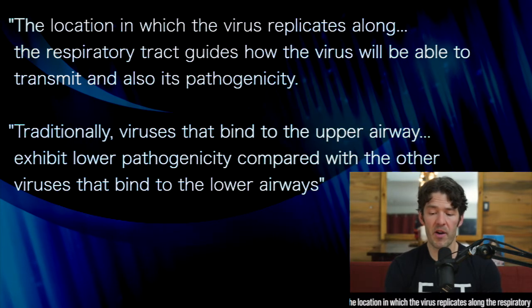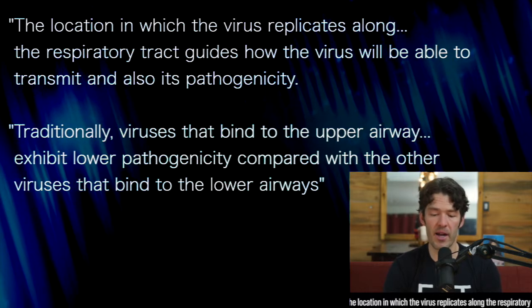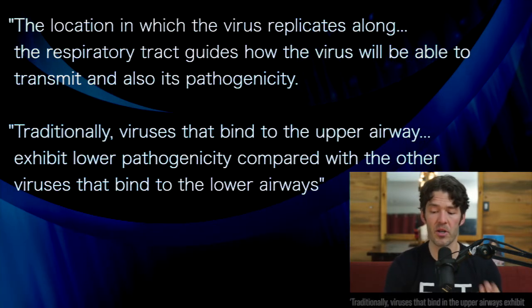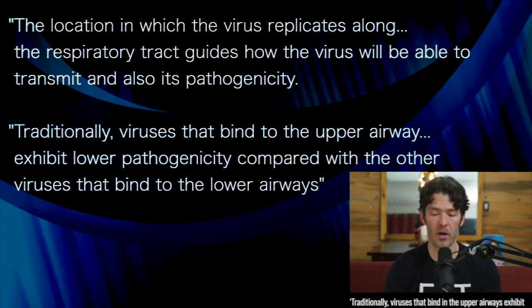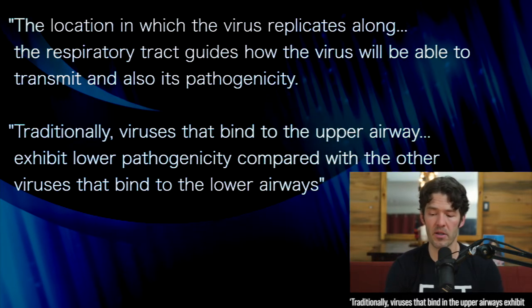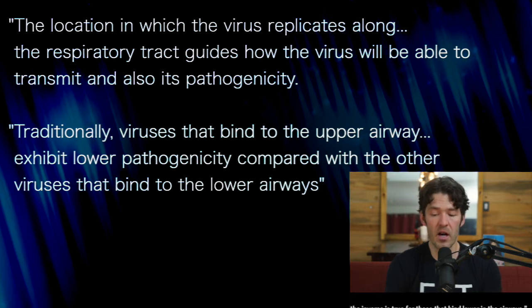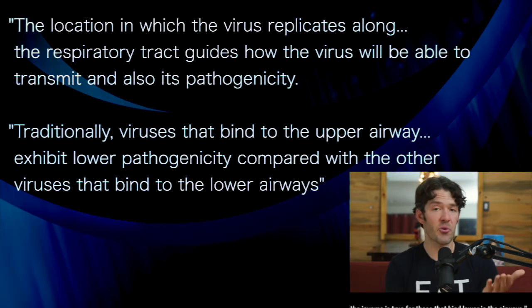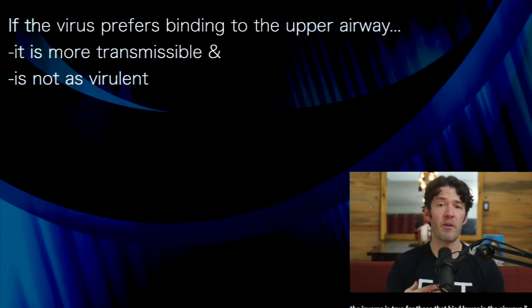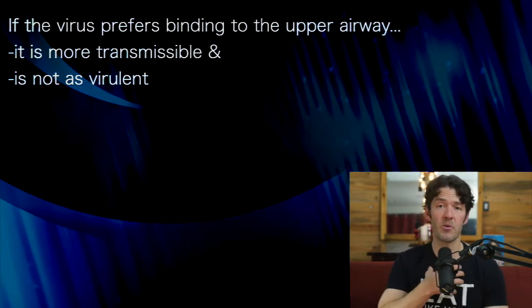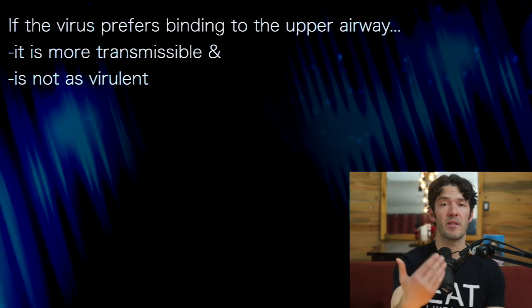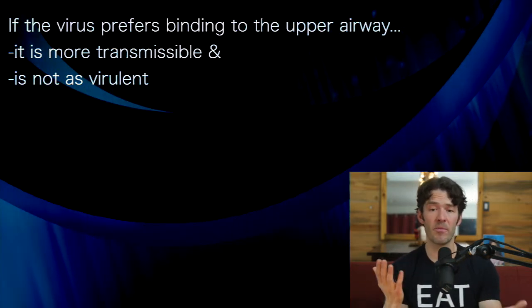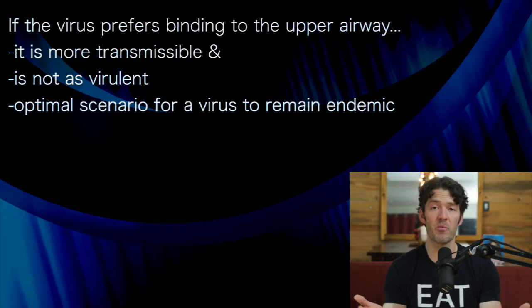The location in which viruses replicate along the respiratory tract guides how the virus will be able to transmit and also its pathogenicity. Traditionally, viruses that bind to the upper airway exhibit lower pathogenicity compared with the viruses that bind to the lower airways. So again, that trade-off, right? If the virus preferentially binds to the airway tissue up here, it's more transmissible and it's not as virulent, which is the optimal scenario for a virus to remain endemic.